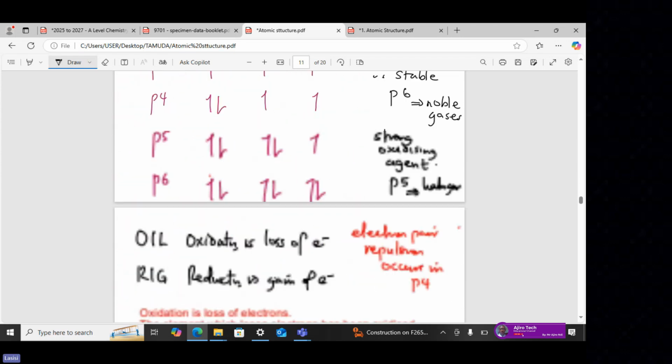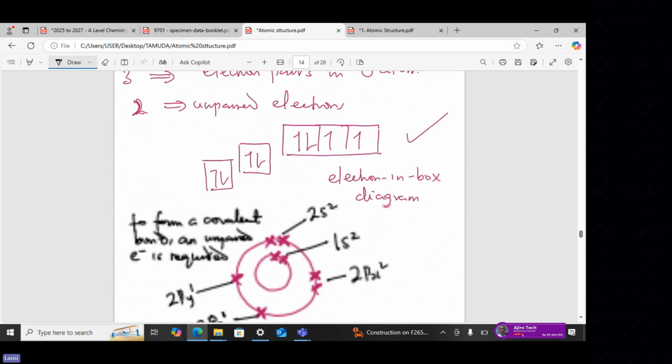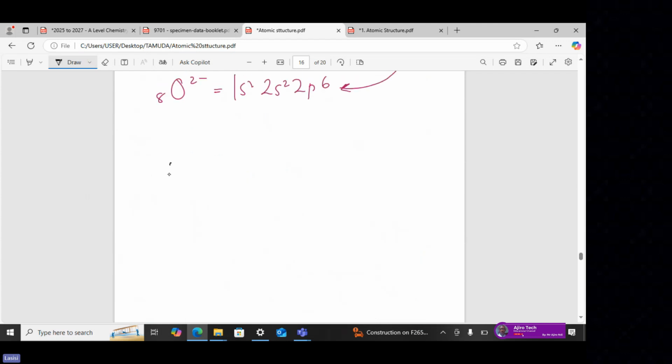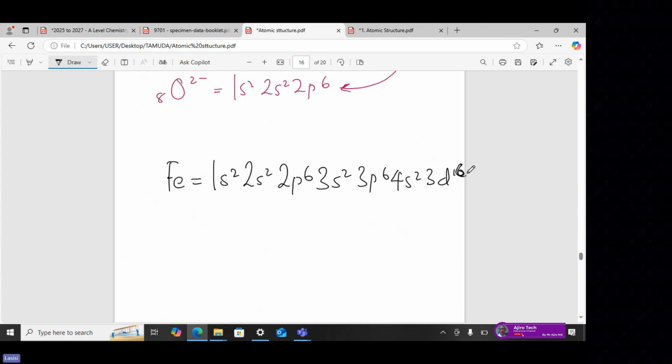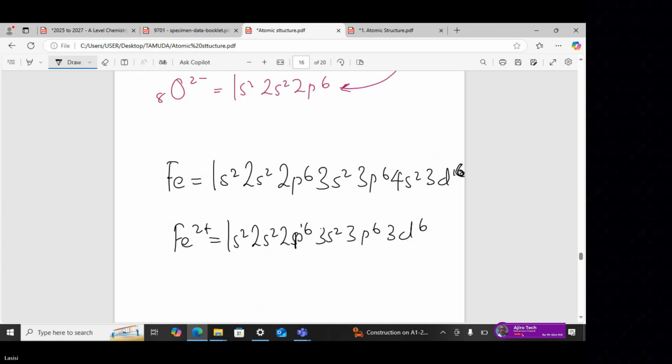Therefore, the meaning is this. That's the last time I'll give you. I'll stop the class. Therefore, if you now have this iron, 1s2, 2s2, 2p6, 3s2, 3p6, 4s2, 3d6. So what is now iron 2? Can you tell me what iron 2 is? 1s2, 2s2, 2p6, 3s2, 3p6, 3d6. 4s would have been lost. You get that now? Electrons are lost from 4s before 3d.